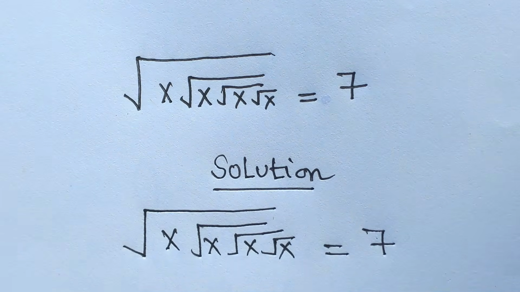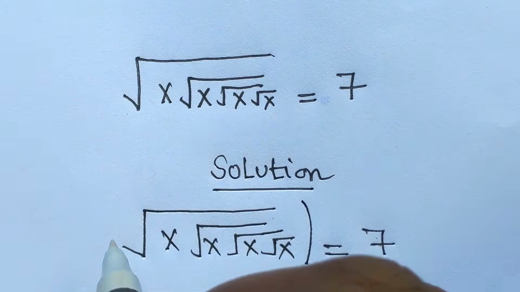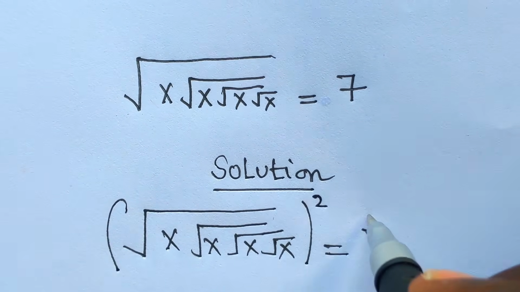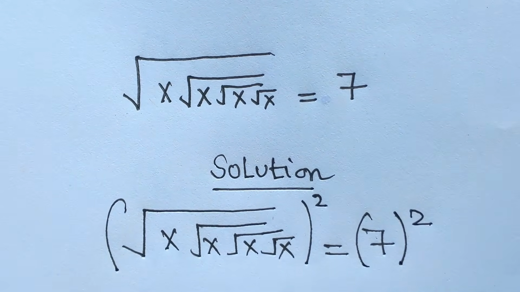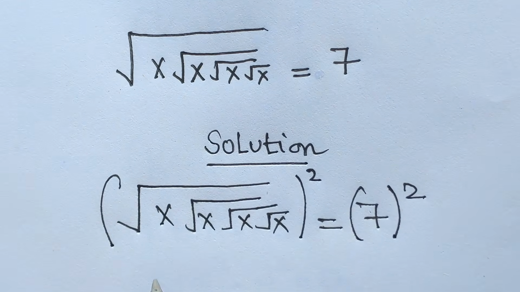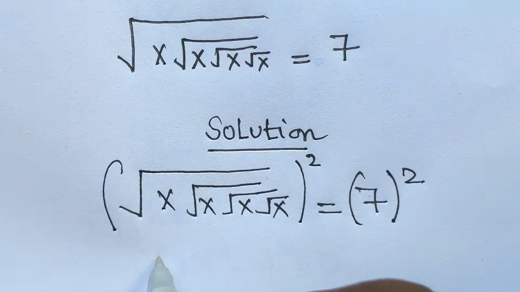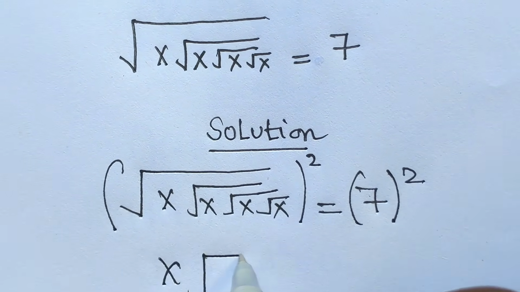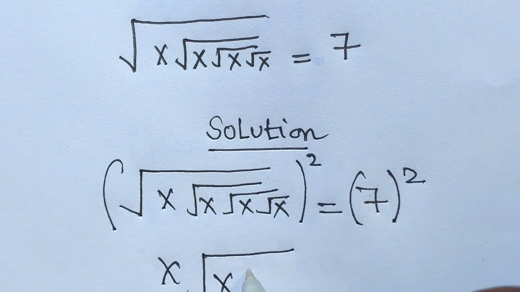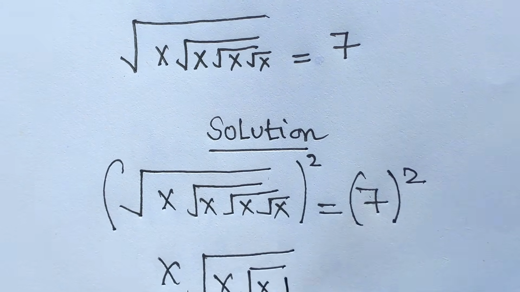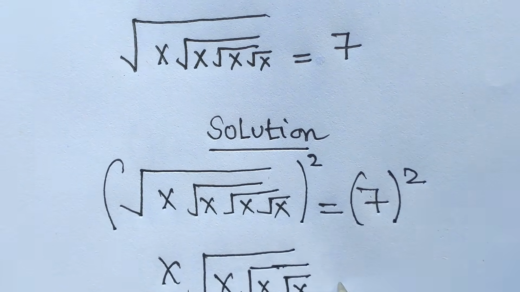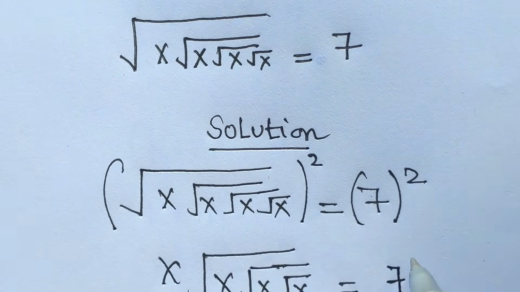And the next thing here, to remove this radical, we have to square both sides. We shall get x times the square root of x inside the square root of x, inside the square root of x right here, and we shall get 7 squared.